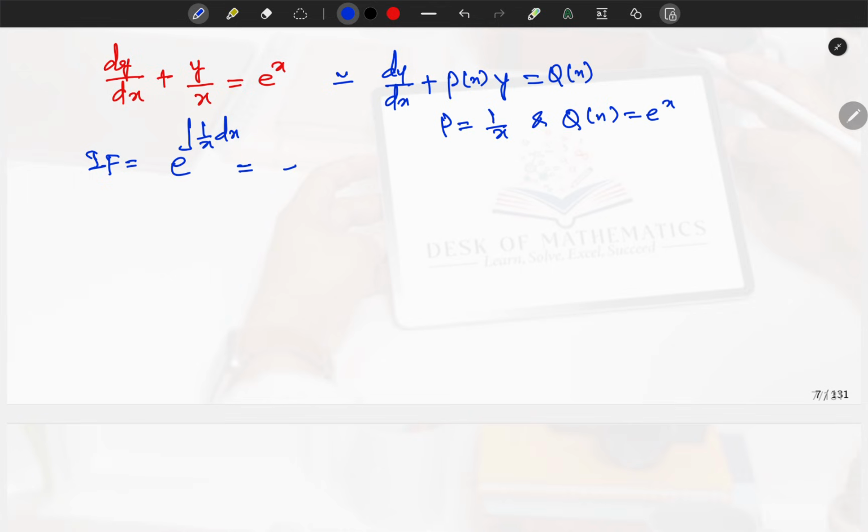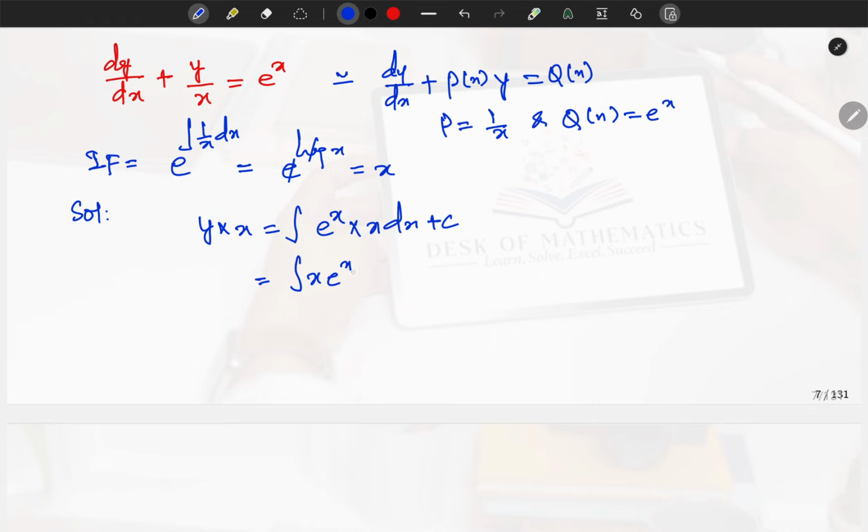So what will this be equal to? e raised to the power log of x, so that is x, since the exponential and log cancel. So what is the solution? y times x is equal to the integral of q of x, which is e raised to the power x, into x dx plus c. That is the integral of x e raised to the power x dx plus c. This is integration by parts, so it will be x e raised to the power x minus the integral of e raised to the power x, plus c. So it will be x e raised to the power x minus e raised to the power x plus c.